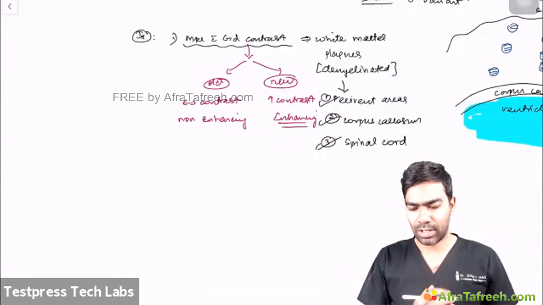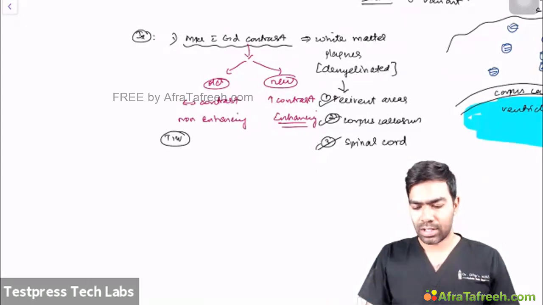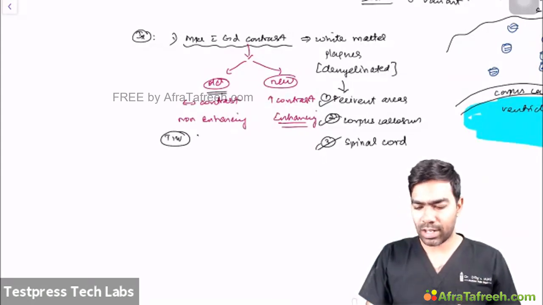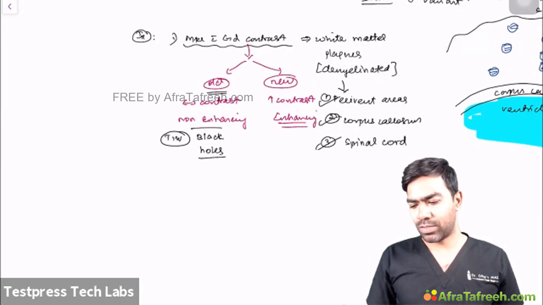Similarly, on T1 weighted images, if you see, these old lesions appear like a hole in the brain. These are called T1 black holes. So old lesions typically look like black holes; new lesions will not.